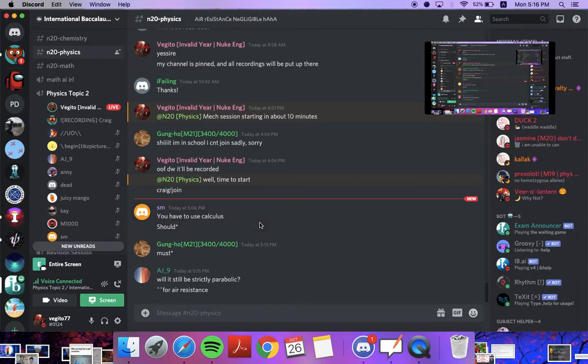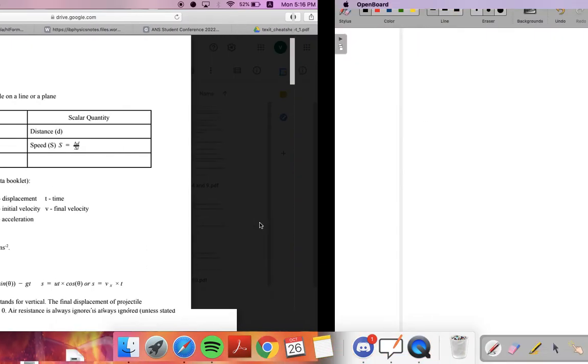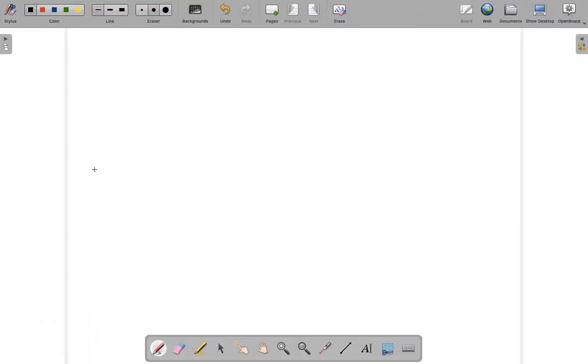Will it be strictly parabolic for air resistance? No, it actually won't exactly be parabolic. It goes like this, and then it has a little sharp dip towards the end. Well, my drawing's a bit rough, but let me try and do it as close as I can. So something like that, and then there's a bit of a rough dip. Like this arc is smaller than this arc, something like that.